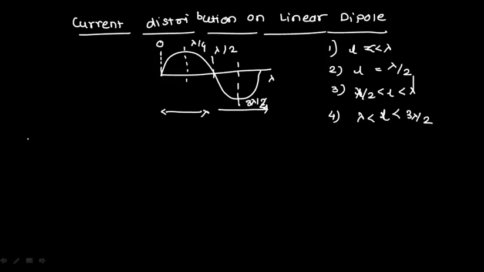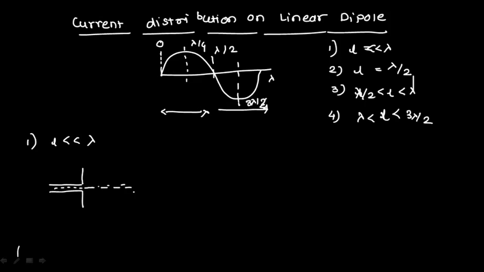So the first case is where your length is very much smaller than lambda. So this is your dipole antenna. If I'm saying the length is very much less than lambda, it means this complete length, this length plus this length, and you are giving something over here. If you give something here and you are just measuring the current.